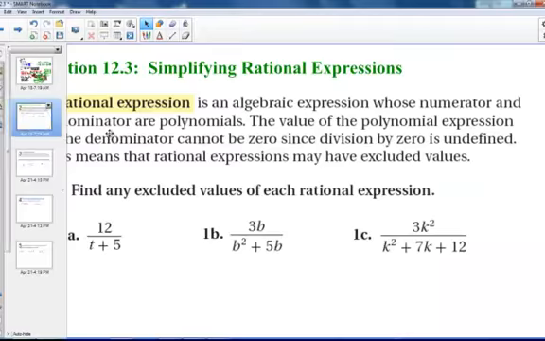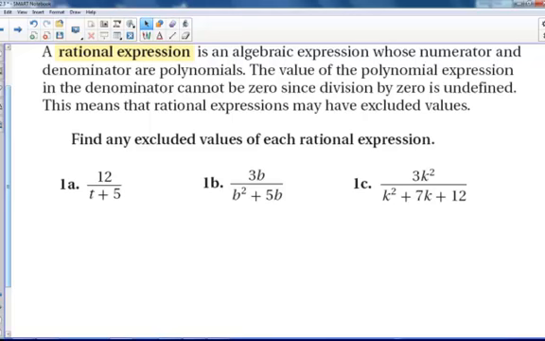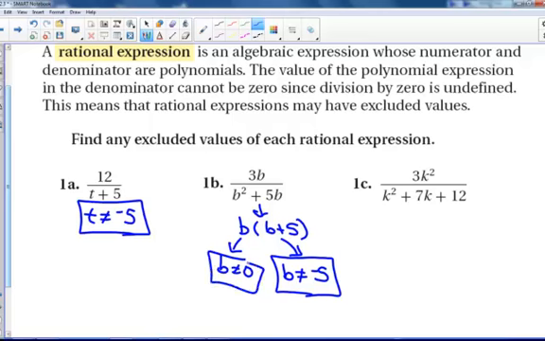All right, so why we did all that is because we're going to start to simplify these rational expressions. But first, just a quick recap on excluded values. In this one, t cannot equal negative 5, because if it did, the denominator would be 0, and that wouldn't work. I need to factor this before I figure out exclusions. So my exclusions from this is that b cannot equal 0, because if it did, the denominator would equal 0. And my exclusion from this is that b cannot equal negative 5, because if it did, my denominator would be 0.